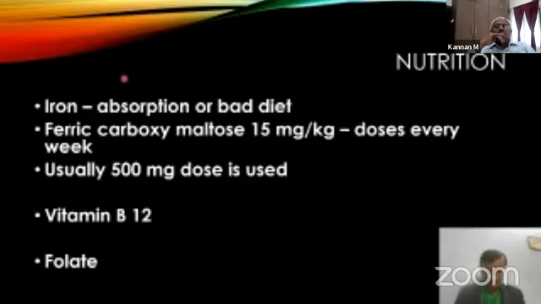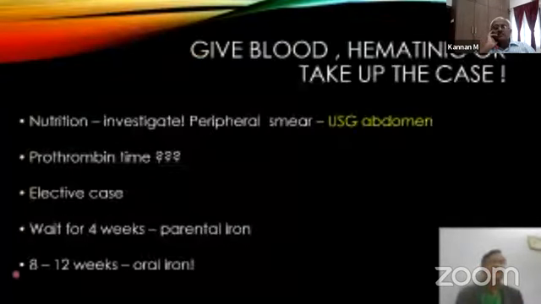Now we have iron. There may be a problem in absorption or there may be a bad diet. So the ideal drug which we use is ferric carboxymaltose. We usually give 500 milligrams, one dose, followed by the next week one dose, or sometimes followed by oral iron, vitamin B12 and folate tablets. So for the pickup we can wait 8 to 12 weeks, or 4 weeks after parenteral iron. So 4 weeks, if you give 2 doses followed by oral folate and B12, yes, parenteral iron pickup. Elective case, is it okay?